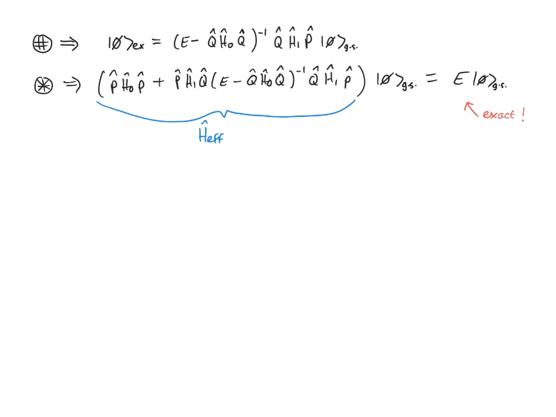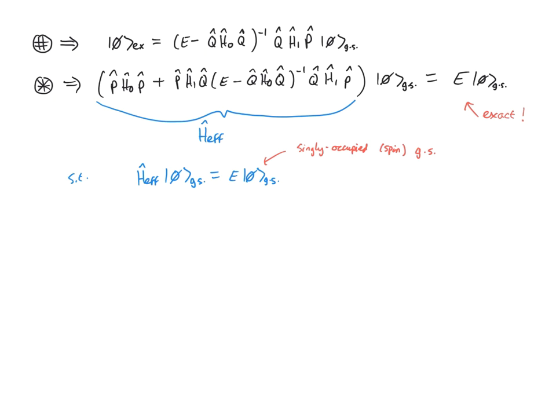This is a bunch of operators involving H0 and H1. I just call all of that H effective, such that we have an effective Schrödinger equation which just acts on the ground state part of the wave function, which is a very interesting expression. It's an effective Schrödinger equation for the singly occupied ground state. And we have an exact expression for H effective.